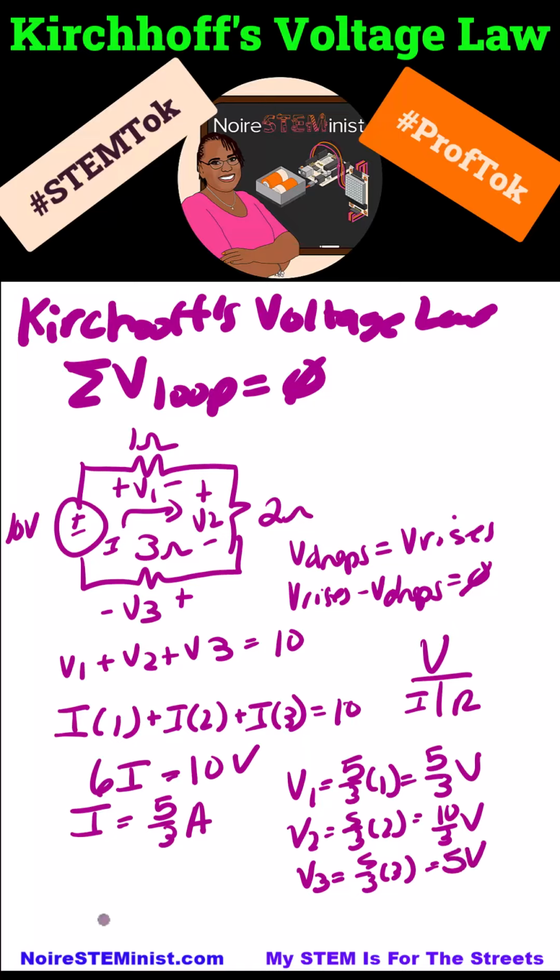And so due to KVL, if I add these up, they have to add back to 10. So 5 over 3 plus 10 over 3 is 5. 5 plus 5 is indeed 10 volts. So that does obey Kirchhoff's voltage law.